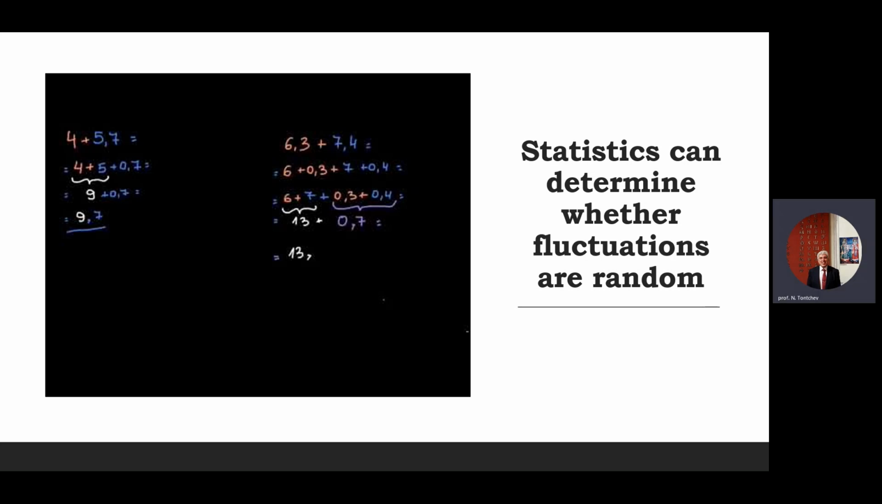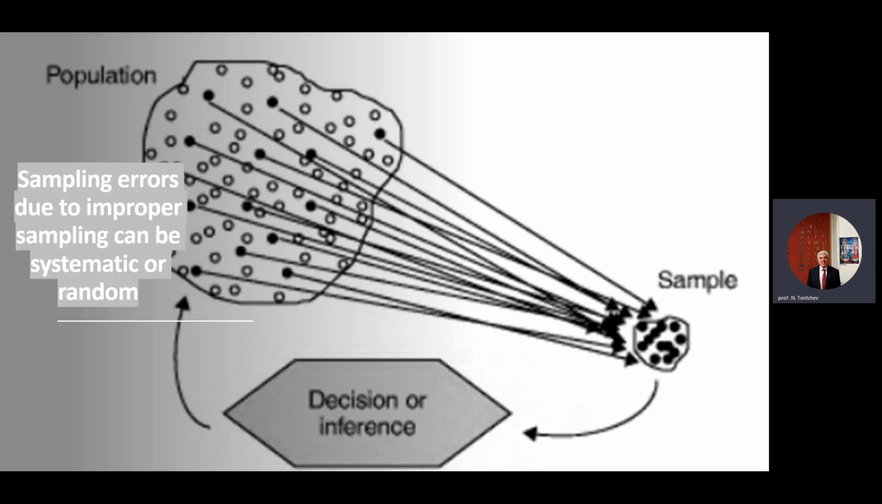Statistics can determine whether fluctuations are random. Random errors result in random fluctuations of the observed values from the true values. Statistics can be used to determine whether the fluctuations are random, but these errors can also be summed in practice.